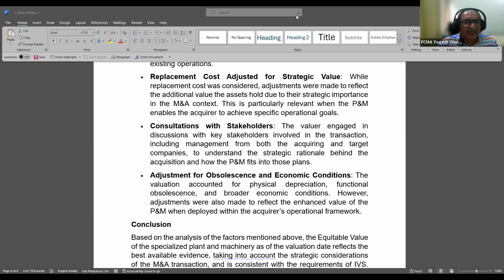So let me highlight one or two such valuation reports. I will stop sharing this and let me first highlight that so that you can have an idea.